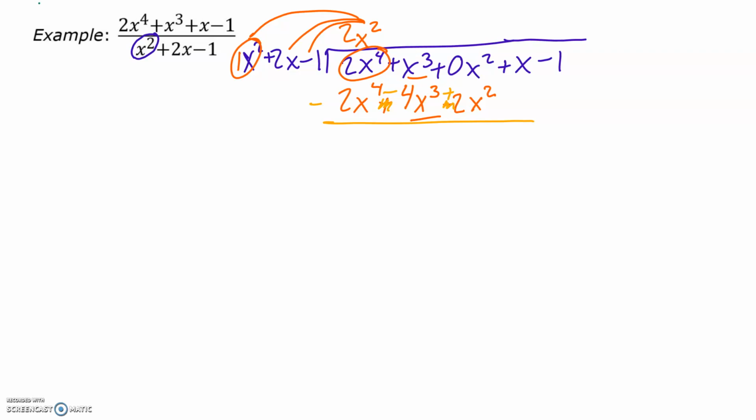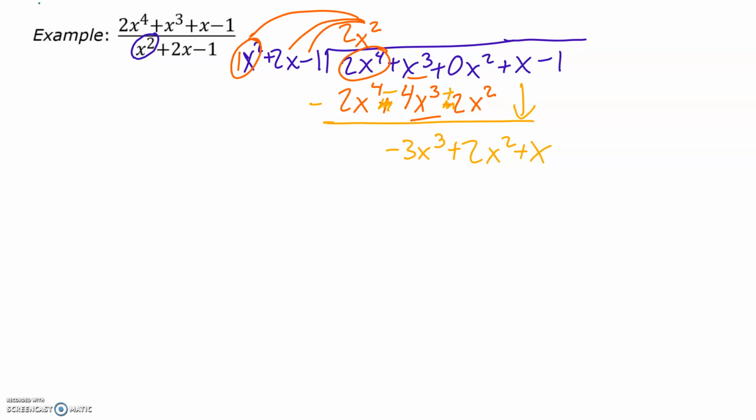Okay, we would now combine terms. So x to the fourth minus x to the fourth is just going to give me 0. x to the third minus 2x to the third would just end up being negative x to the third plus x squared. Okay, bring down a term.